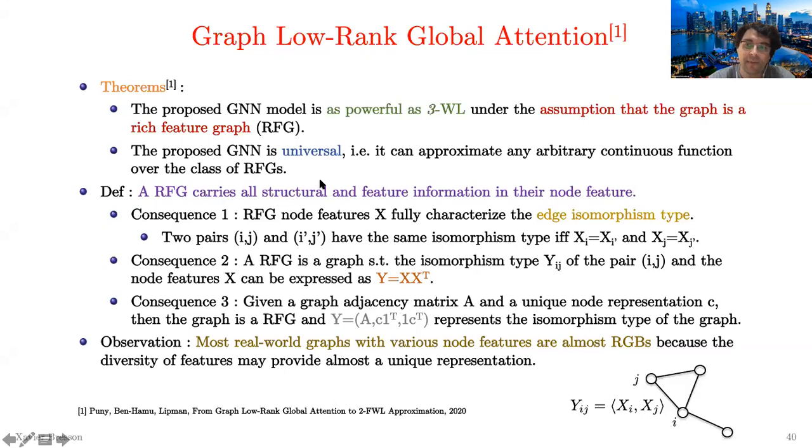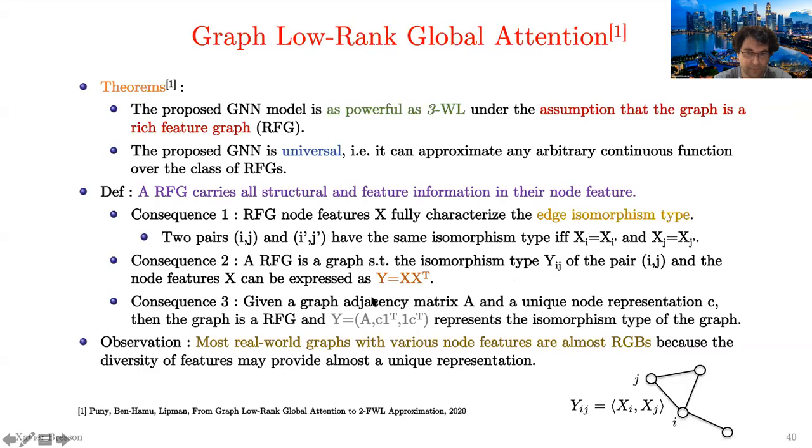So what it means is that if you look at the edge feature Y, which is YIJ for the pair of nodes I and J, this can be represented by a scalar product XI times XJ. So it means that all edge information is contained in the node feature. If you have two pairs of nodes I and J and I prime and J prime, they have the same isomorphism type if the node feature XI equals XI prime and XJ equals XJ prime. So this basically means that all the edge information is contained inside the node feature.